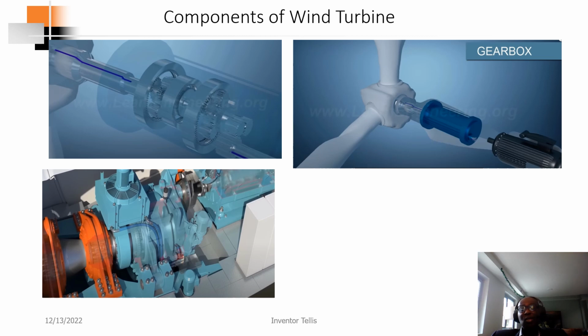Also, as you can see over here, this is basically a braking scheme that is connected to the gearbox over here, right? And then the gearbox is connected to the generator, and this is a picture of how the gearbox looks, and this is a picture of how the gear system internally looks.